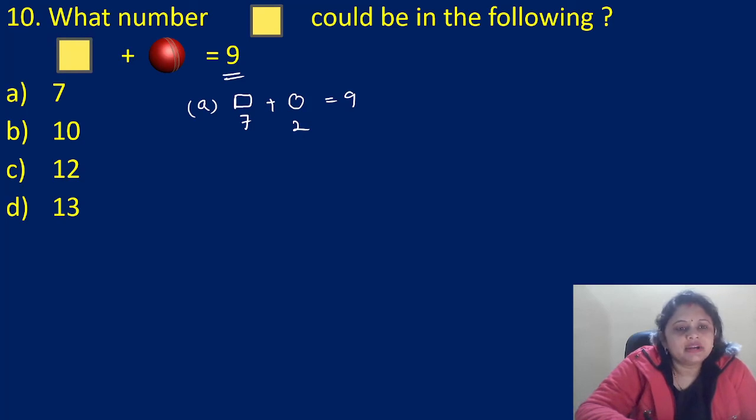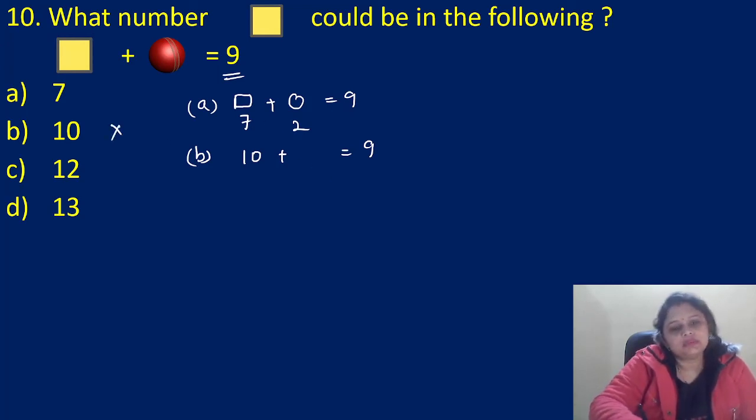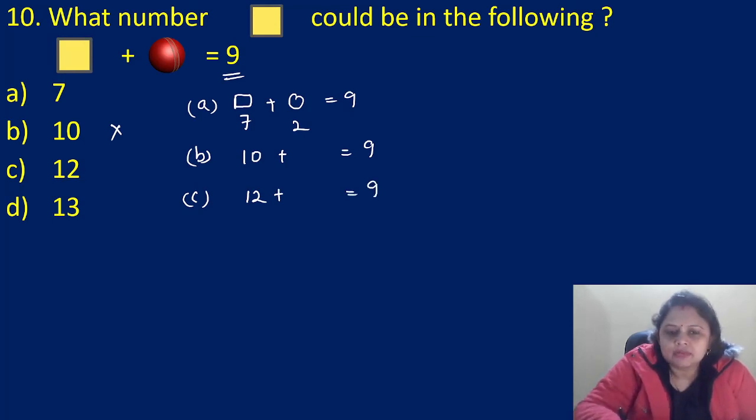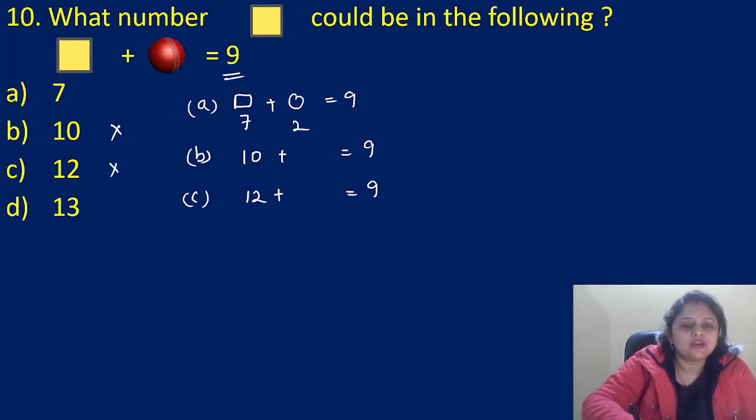In option B, 10 is present. So, if the value of square is 10, can we add something to 10 to get 9? No, because 10 is greater than 9. So, this option cannot be the answer. And value of square in option C is 12. So, 12 plus value of ball equal to 9. Can we add some number to 12 to get 9? No, because 12 is greater than 9. Okay, so this also cannot be the answer.